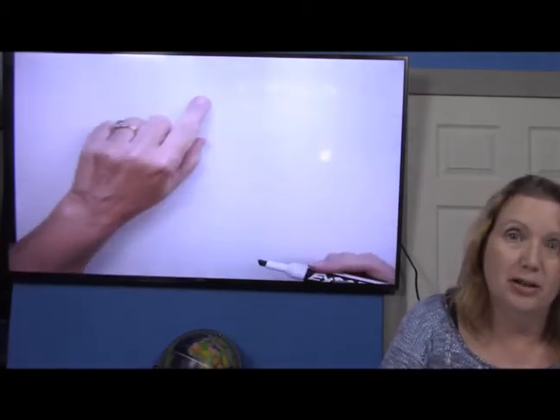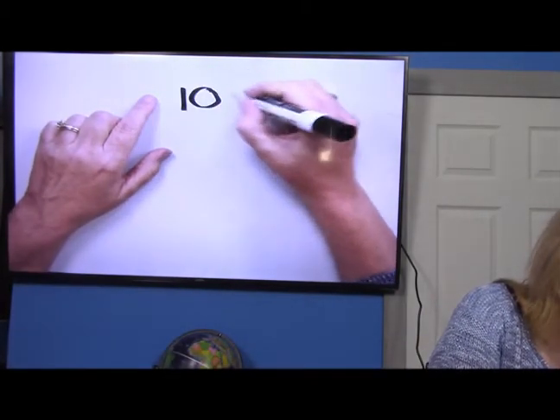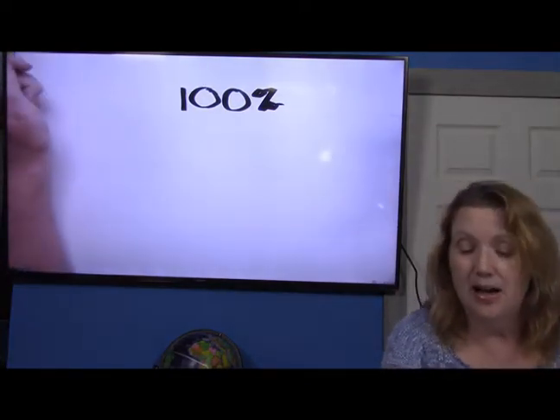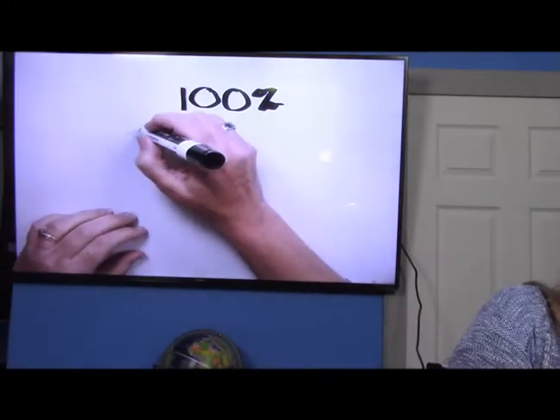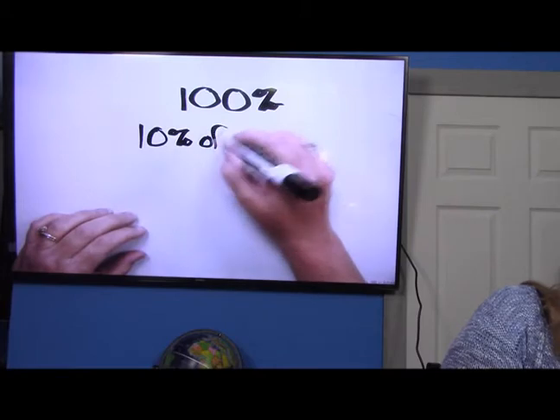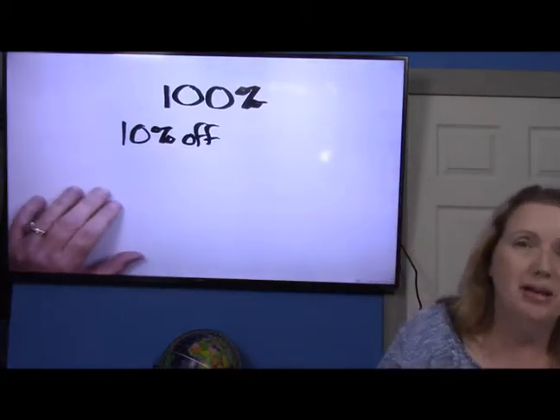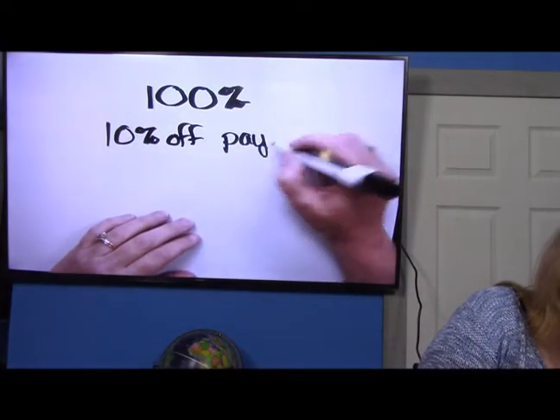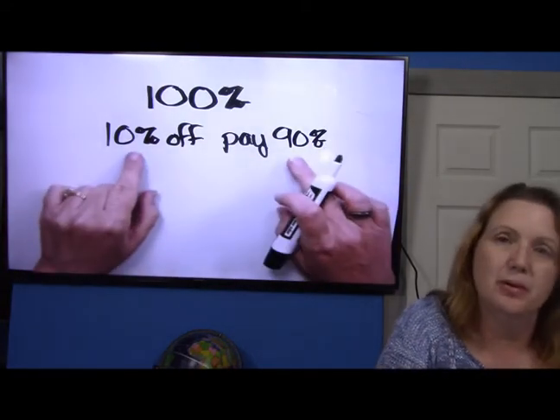First of all, you need to understand that when you pay for something, you're paying 100% of the price. When it's not on sale, it's 100% of the price. Now, let's say you go in and you see a sign that says 10% off. That means you're going to end up paying 90% of the price. See how these two add up to 100?